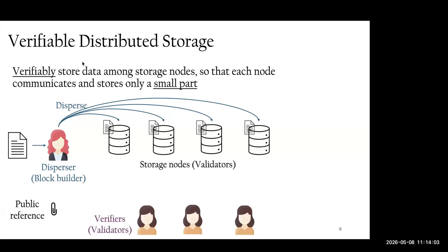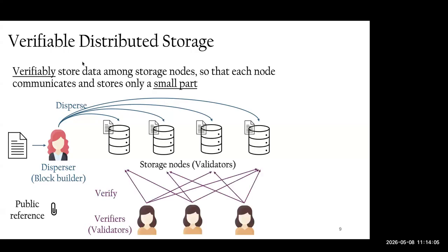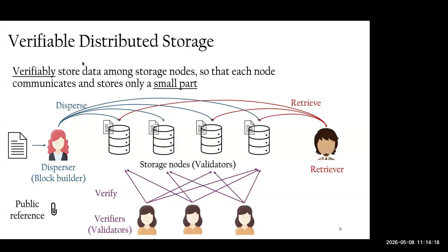Then we have a verify protocol. So any verifier can come into the system, run the verify protocol for your scheme to get some guarantee that the data is actually being stored. And this is again done by the validators in the consensus example. And then in the future, at any point, a retriever can come in, run the retrieve protocol, talk to the storage nodes, and get back the full data.